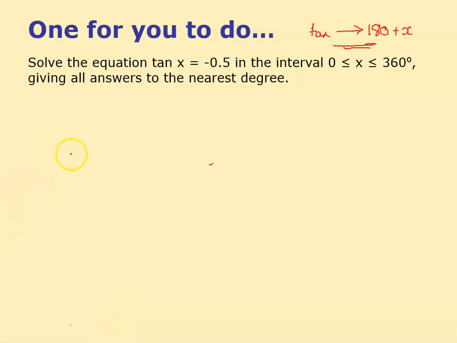So look, I've got one more question for you to do. You're going to have to be careful of this because it's another one which gives you a negative answer, which will be outside of the range. And you're going to have to use this tan rule, which I've just told you. I'll give you the answers. Minus 27 is the one that is dodgy. See if you can get the other two.